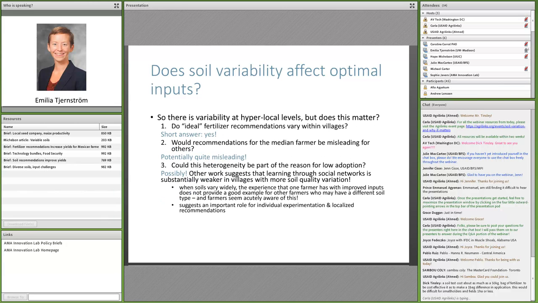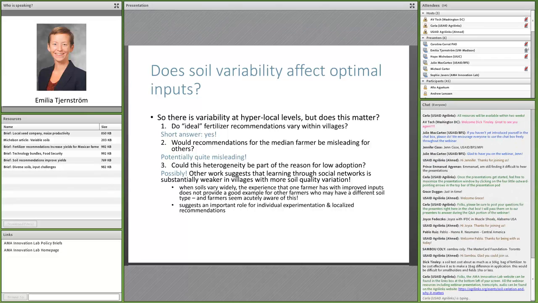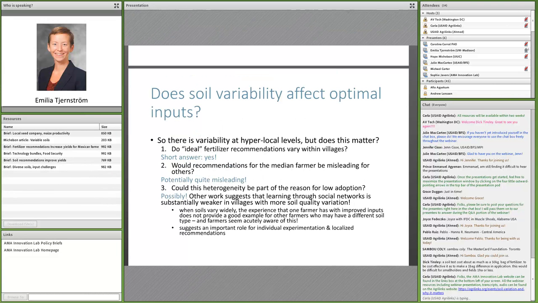And it does seem like farmers are acutely aware of this issue. Because they learn worse in more heterogeneous villages, we can infer that one of the reasons for this reduced learning ability is that soils vary so much. And so this really suggests that the types of localized interventions and recommendations and very specific information that the next presenters are going to talk about can play a really important role.